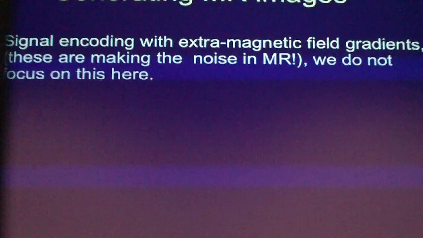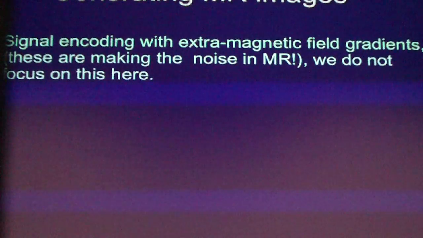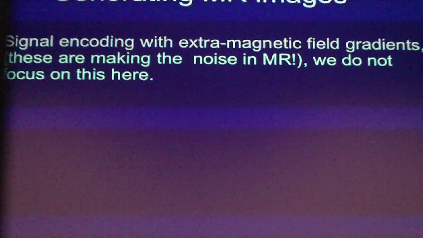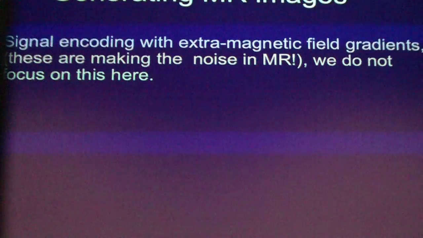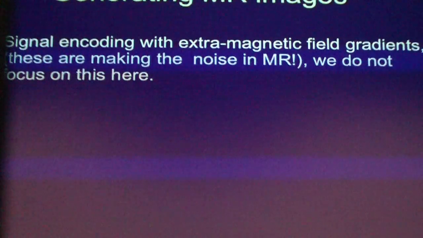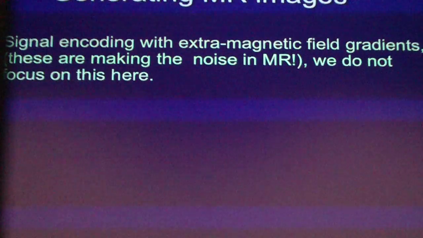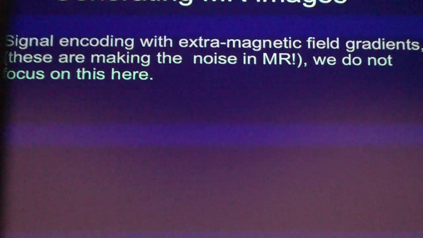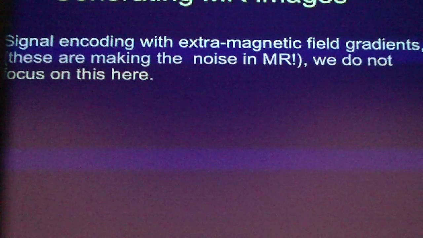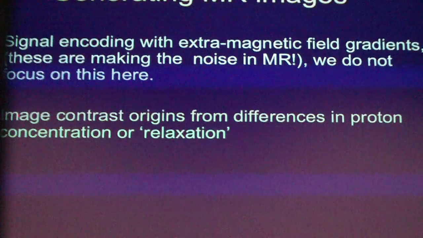Okay, so if we want to have an image, we also need a certain encoding of what is coming from where. I will not focus on this. This is being done by gradients, but it's out of the scope of this lecture. I will talk about the image contrast.